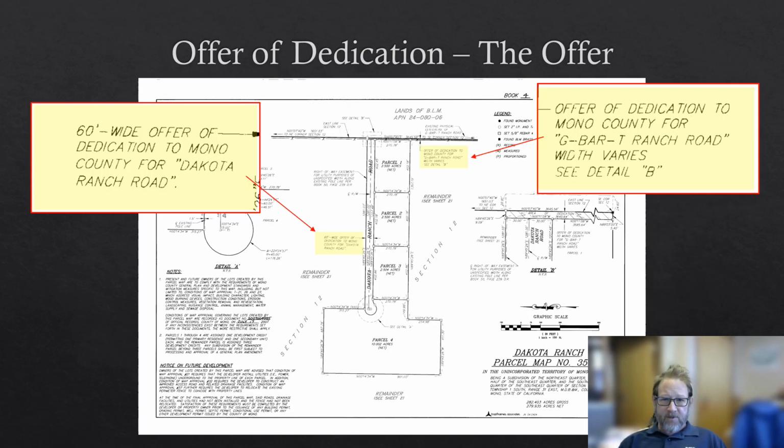So the first thing you want to do is look for the offer itself, and you'll find the offer on the parcel map or final map that created the parcels. And in this case, this is a parcel map, and on the parcel map there are 2 offers of dedication. One is for a 60-foot wide road, and the other is for some additional right-of-way for a road called G-Bar-T Ranch Road.